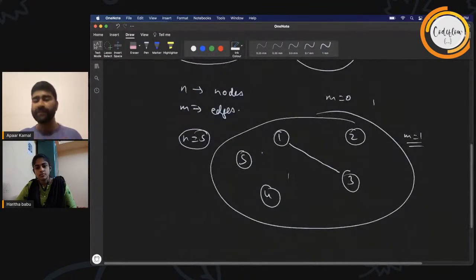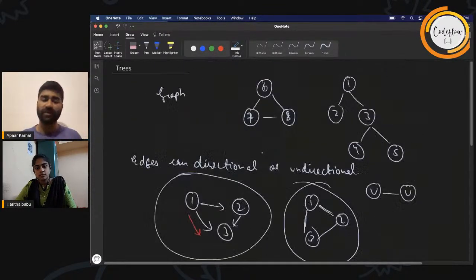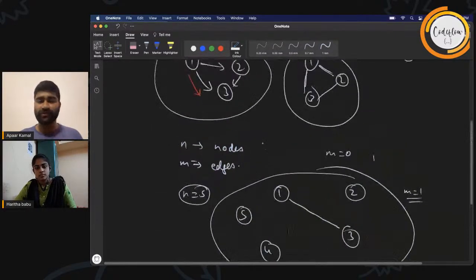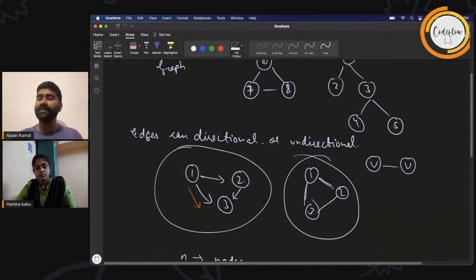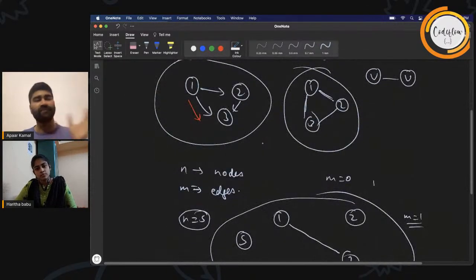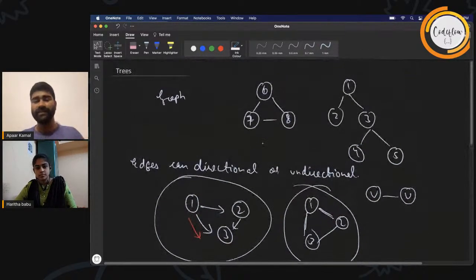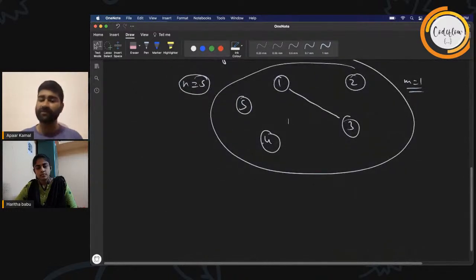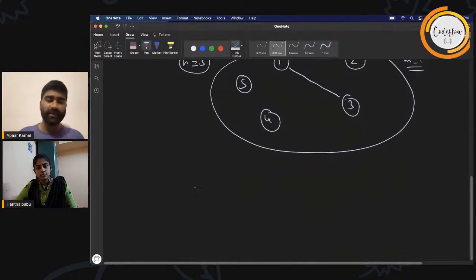Now let's differentiate between graphs and trees, right? So when I was in secondary school, I used to learn things by actually finding their differences, right? That this is different from this. By using that, I used to learn things, right? So let's find differences between trees and graphs, right?